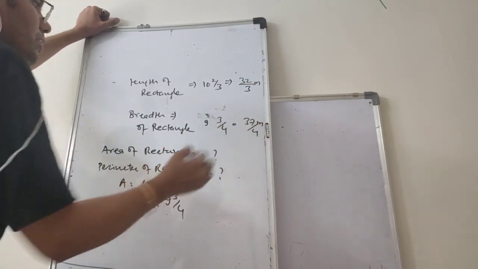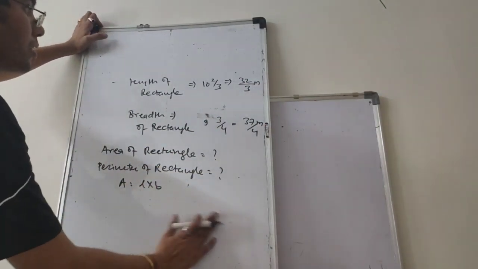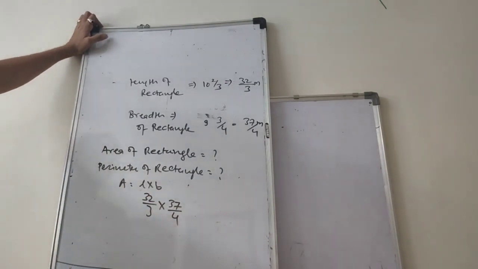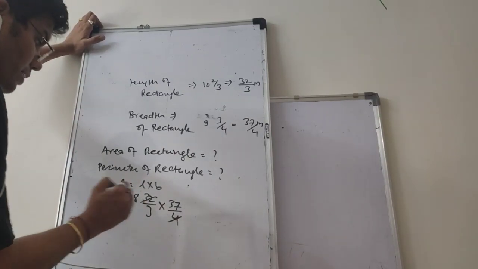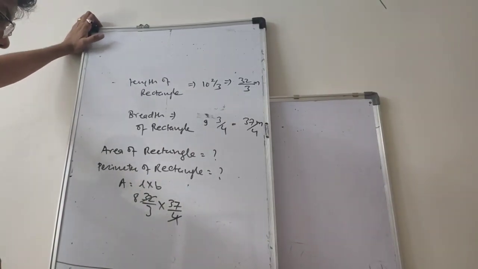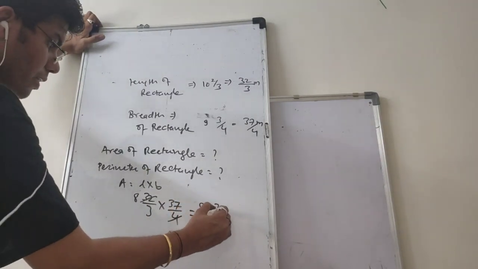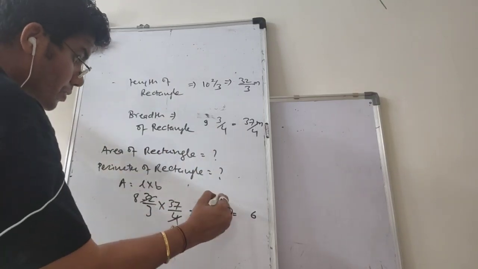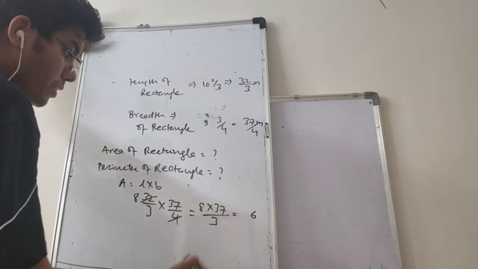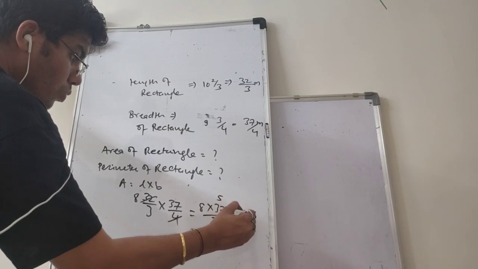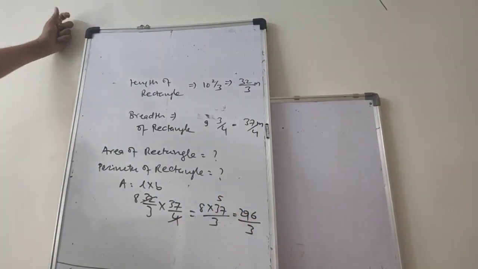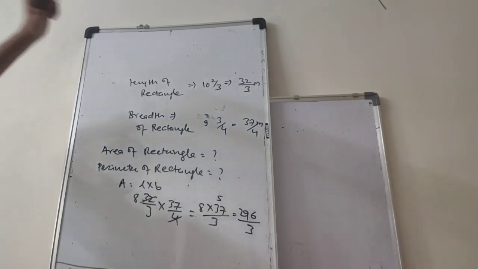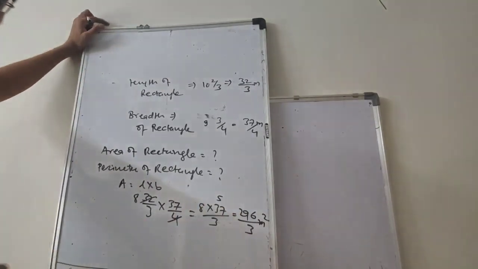Okay, meter and meter. So you multiply 32 by 3 with 37 by 4. Okay, so this 4 and 32 cancel out. So that is 8 into 37 by 3. So 8 7s are 56, 5 carry, 296 by 3. Okay. Now this 296 is not divisible by 3. So the area is 296 by 3 meters square.